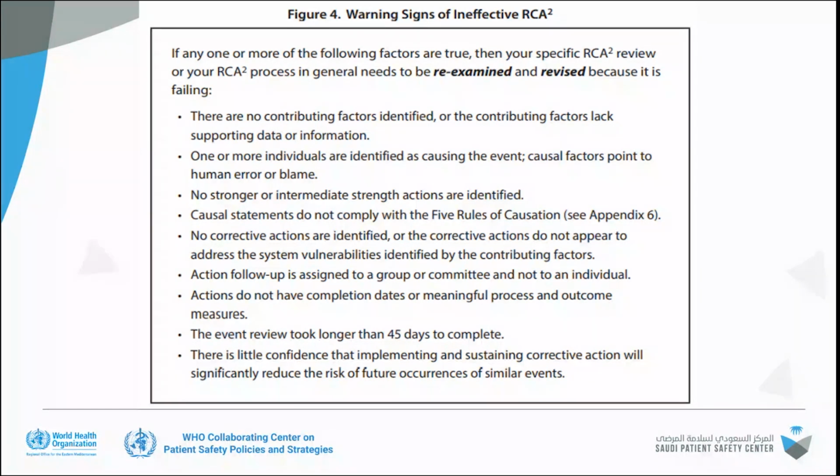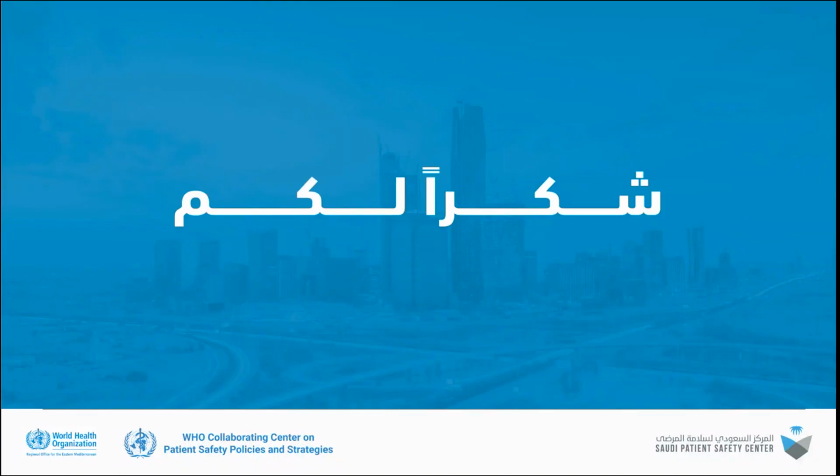For example, if you don't have a contributing factor, or if you have a contributing factor but it does not have supporting data or evidence. If you don't have a strong or intermediate action, if there is no corrective action identified, or if the action follow-up is really not assigned to a group or committee, and so on. So these are the warning signs of ineffective RCA. By this, I conclude my talk.